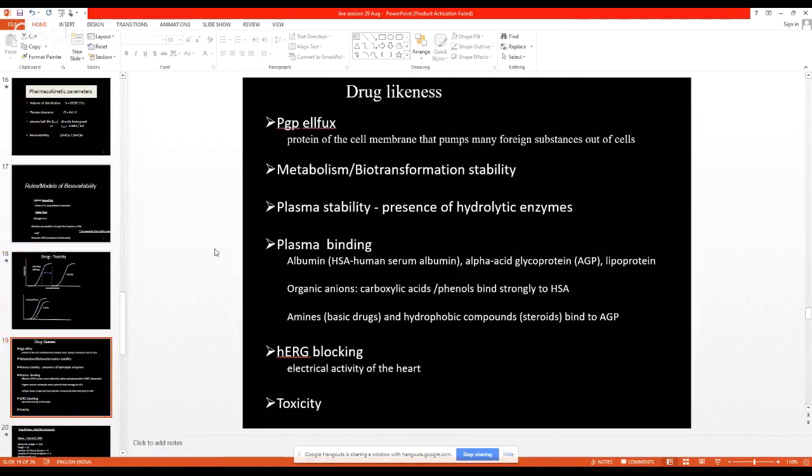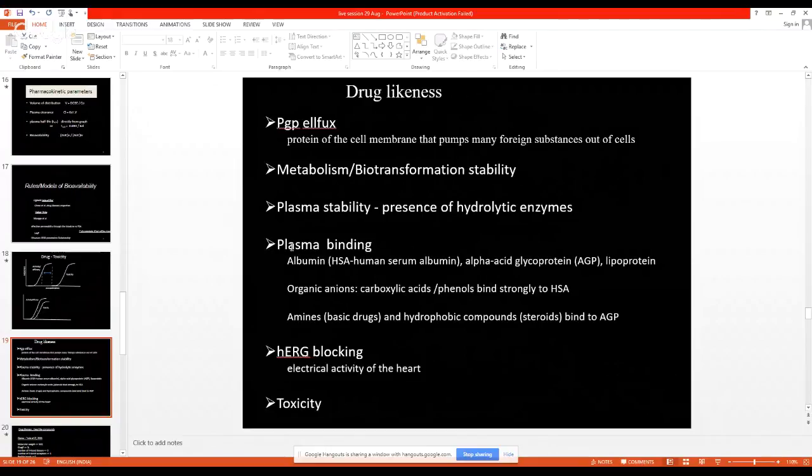Okay, so we are going to talk next about the P-gp efflux. That means whether your drug is going to be effluxed out through P-gp. What are the various metabolisms? Plasma stability, because plasma contains a lot of hydrolytic enzymes, so your drug may have problems with hydrolytic enzymes. Plasma stability is whether the drug will have hydrolytic enzyme degradation.